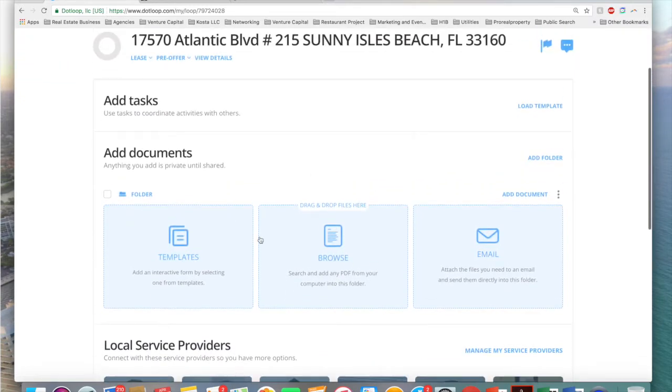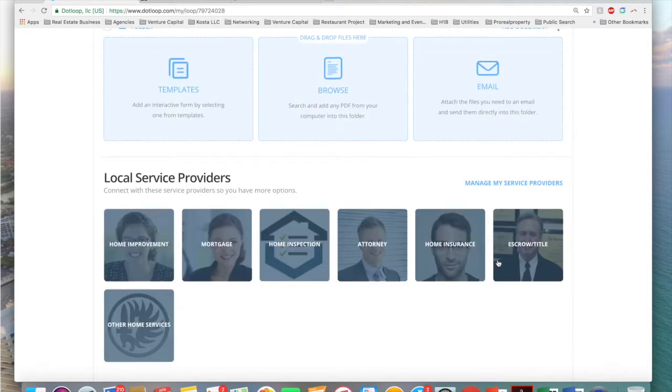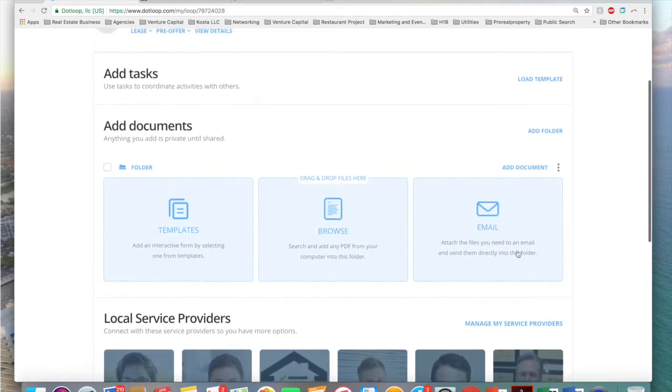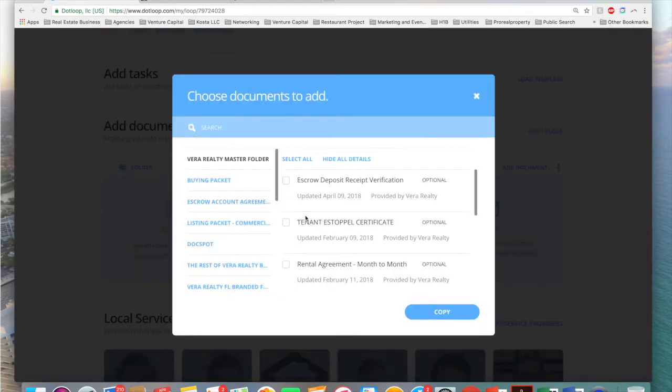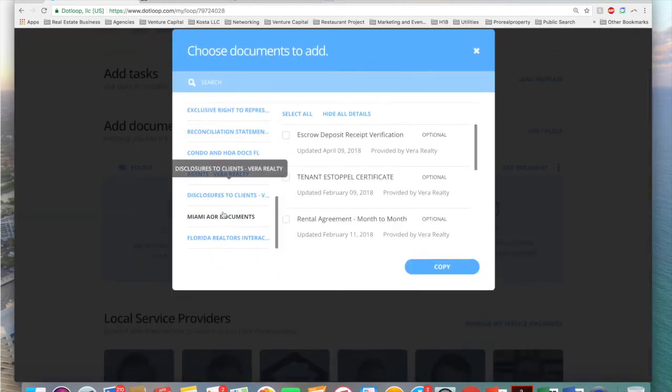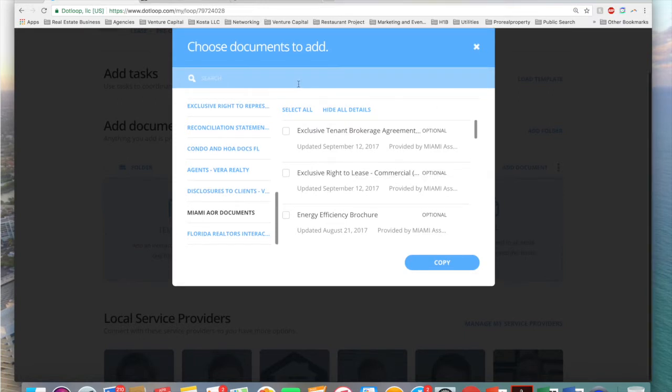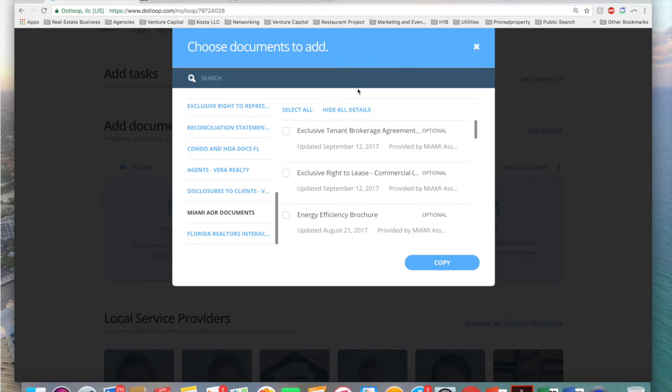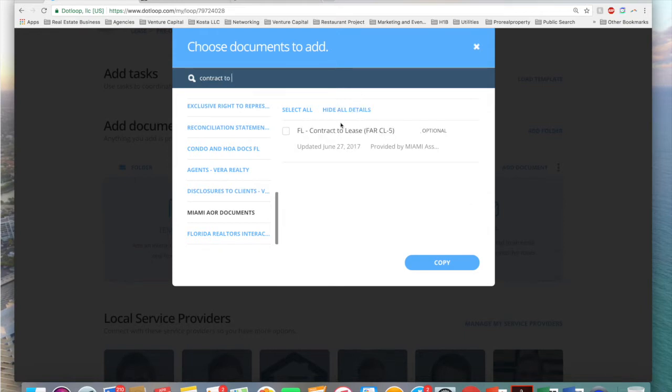So within the loop, we have three options. Either use a template, upload the document, or you can attach the files you need to an email and send them directly to this folder. The option we'll choose is templates. We go to templates, then we go to Miami Association of Realtors documents, which are preloaded within our file management platform. Now we look for contract to lease. Here we go.